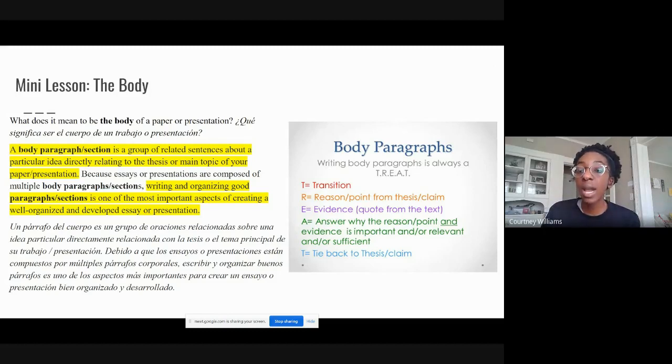A is answer why that reason or that point in evidence is important or relevant, reliable, connected to what you're talking about. And then, of course, always tie it back to the main topic or idea that you're addressing in your research.